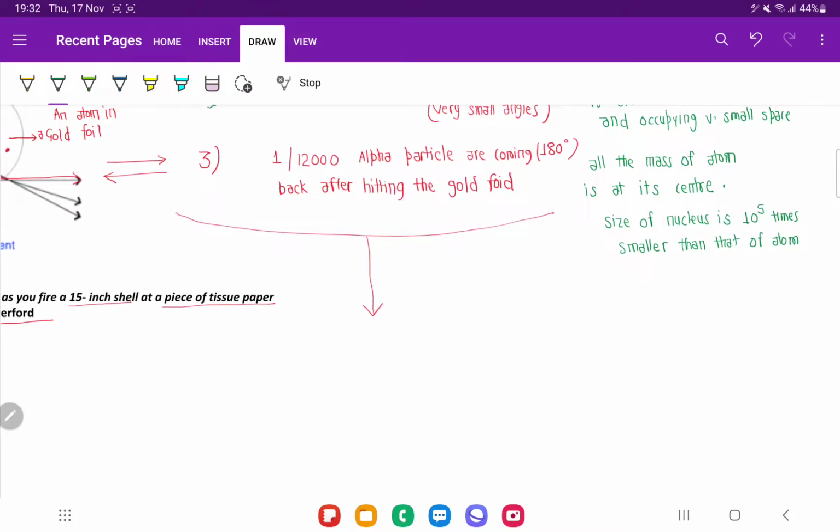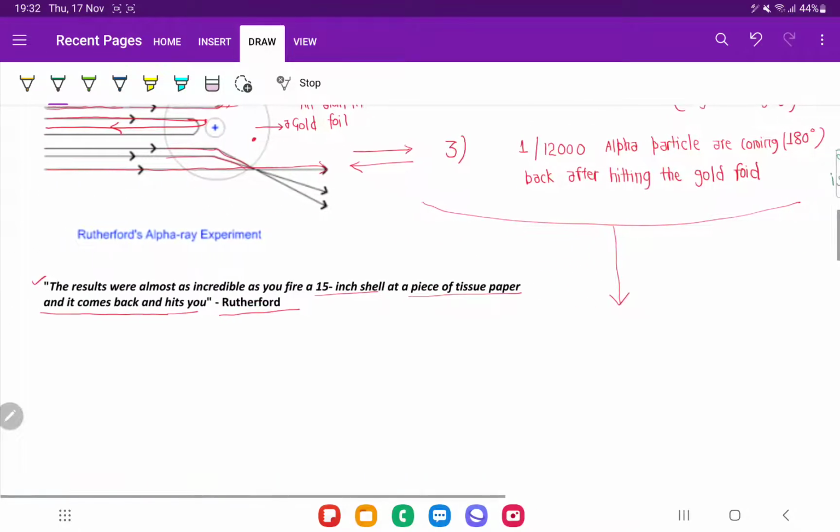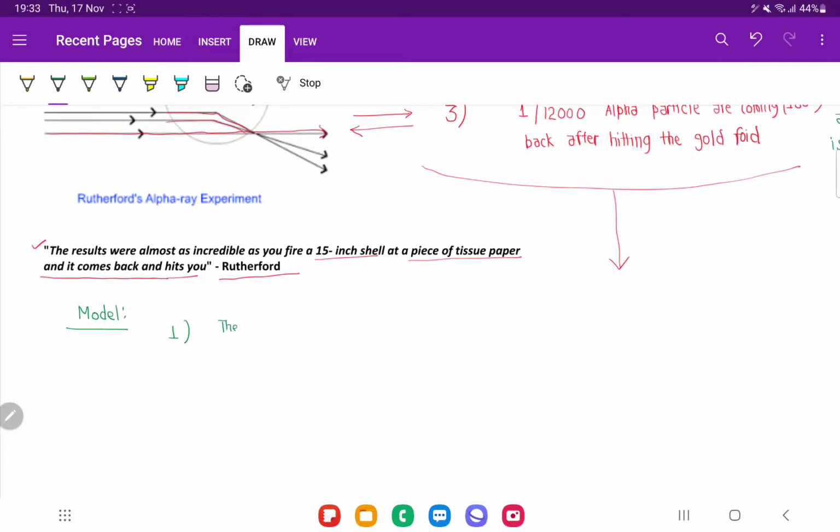This is what he actually concluded. And on his conclusion, he gave a nuclear model. So Rutherford gave a nuclear model. What was his model? Number one, there is a positive charge at the center, and this is called the nucleus, and nearly all the mass of the atom resides in the nucleus. So there is positive charge at the center, called the nucleus, and all the mass is at the center of the atom.